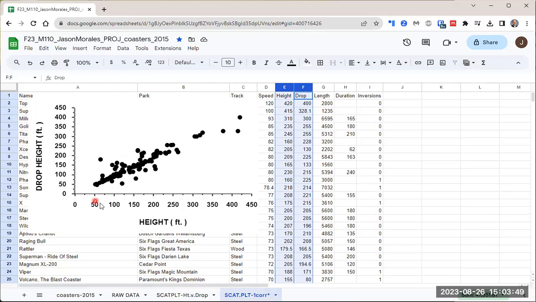Several factors. One, these axis titles, horizontal and vertical, are really easy to read, and they include the units. So here we're talking about height in feet and drop height also in feet. So it really puts into context the data points that we're seeing here in the plot area.